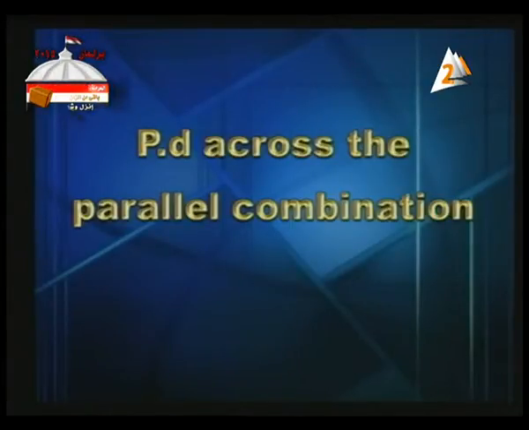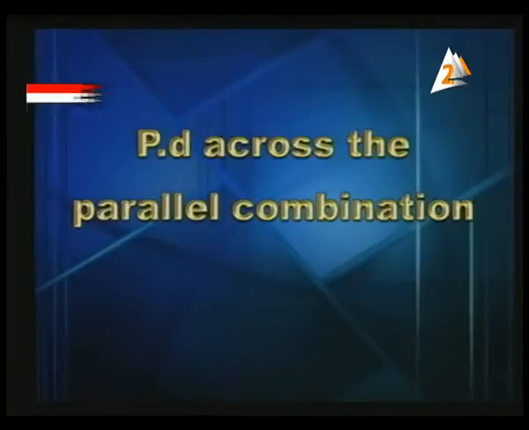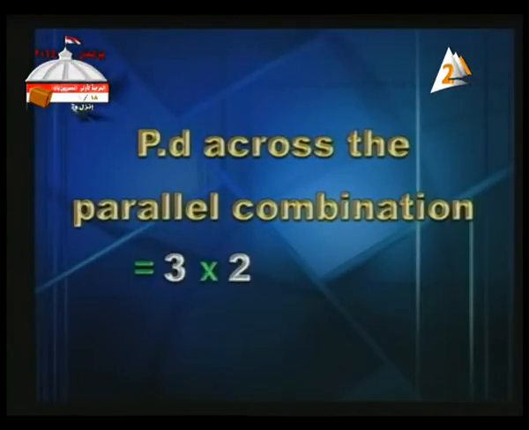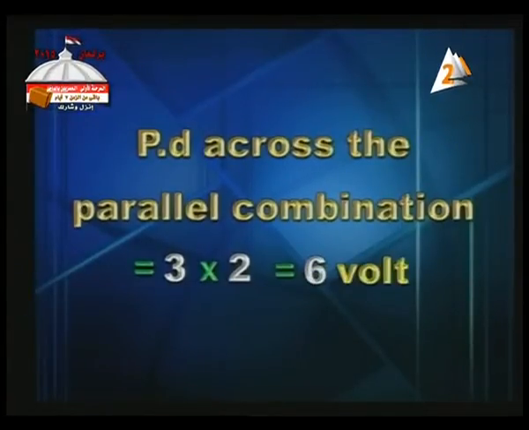Potential difference across the parallel combination. Why do we want to find the potential difference across the parallel group? So as to calculate the current through each branch. Potential difference is divided by the resistance of each branch to give the current through it. Potential difference equals resistance times current. 3 times 2, it is 6 volt.